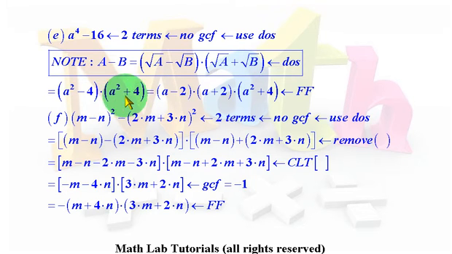Now you notice that this is a sum of squares, not a difference of squares, and a sum of squares will never, ever factor. Okay, so now we'll look at this factor over here. We notice that this is a difference of squares again. So we can apply this formula again.